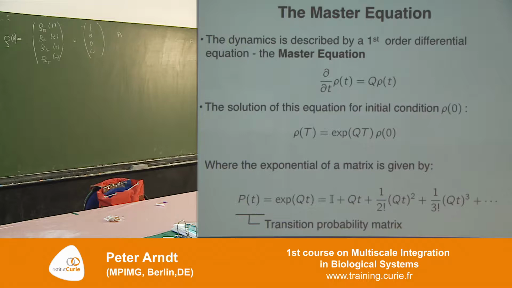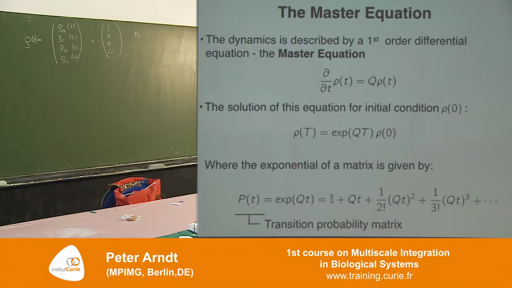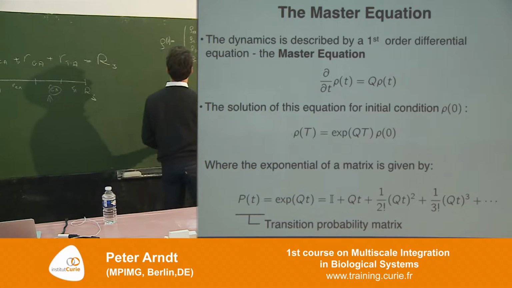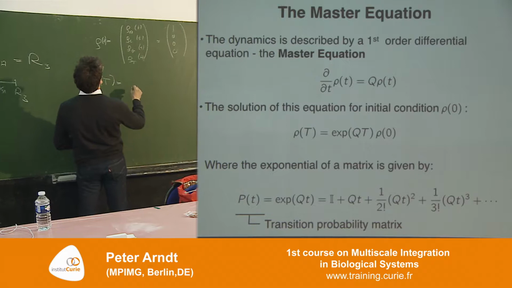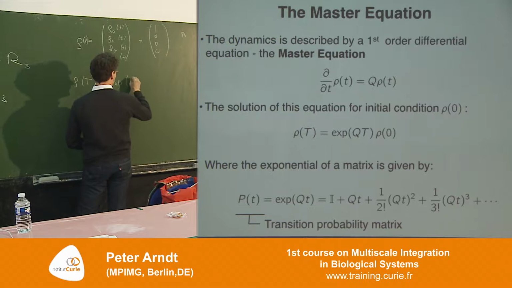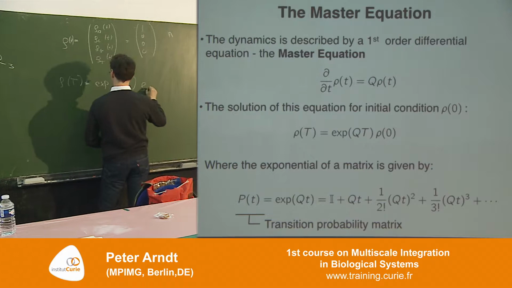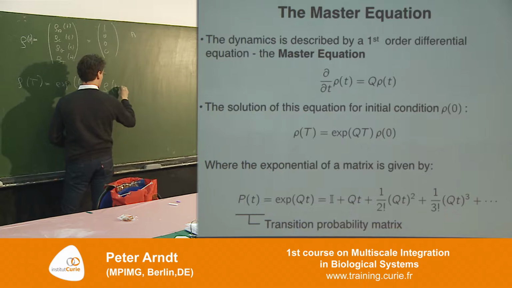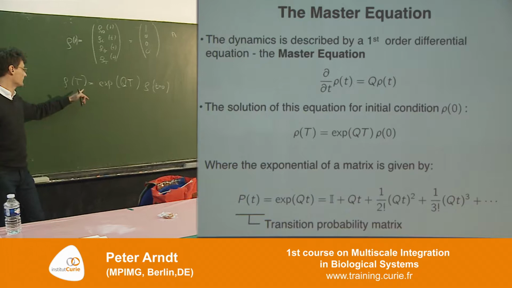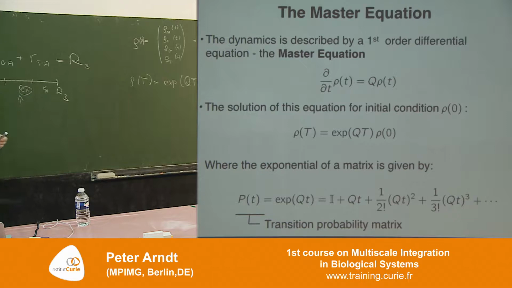And what rho of T is now, okay, if rho of zero is, say, this state here, then rho of t is just, what did I write? Exponential of Q times T, capital T, times rho of zero. So this takes your initial state and gives you the final state after some finite time t.